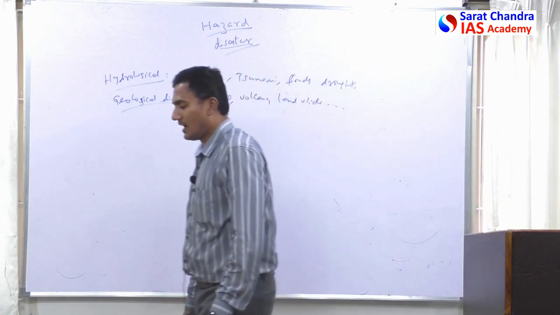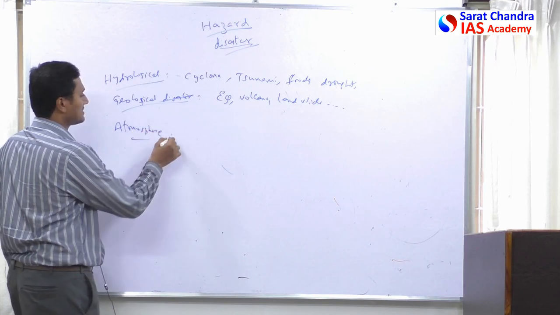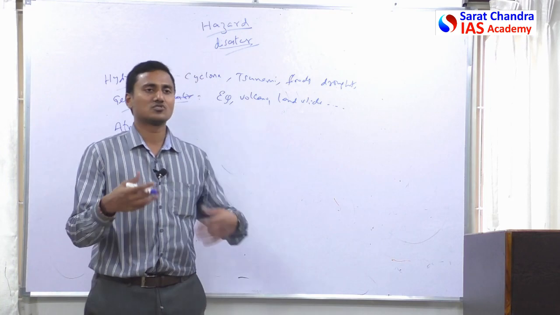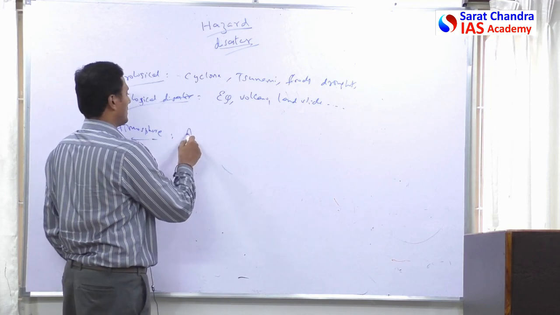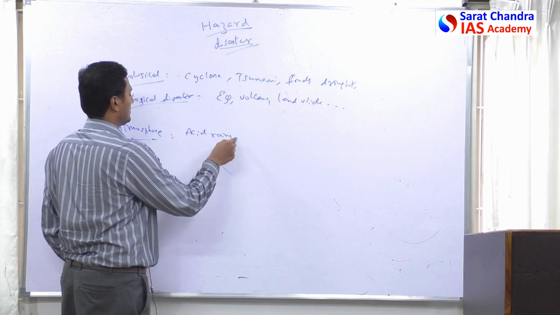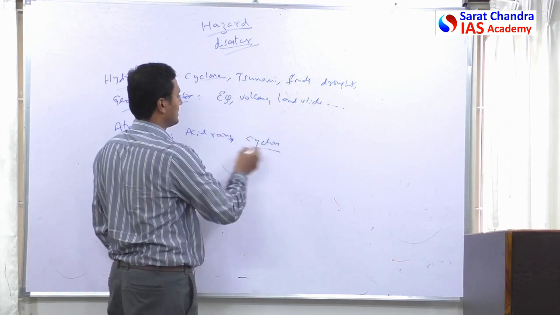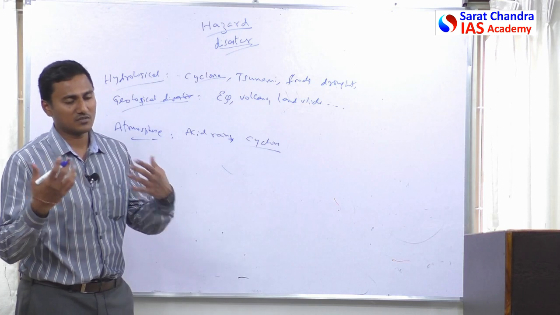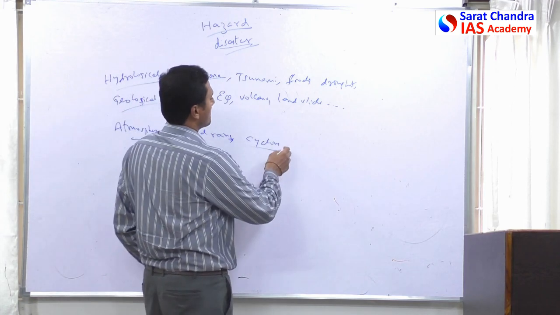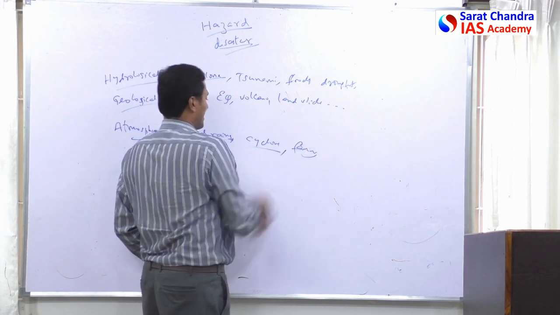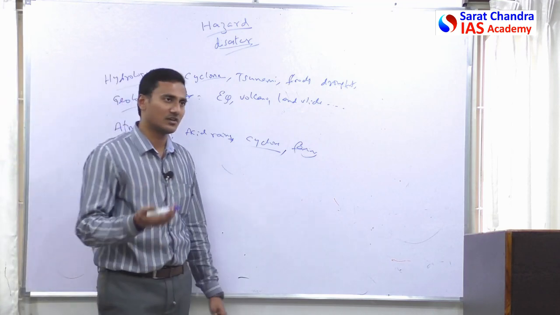Then atmospheric hazards means which occur in the atmosphere. See, wherever it occurs, it will affect the entire land, but the source and region of occurring is the atmosphere. Tell me atmospheric. Acid rains. Then cyclone, you can say here also cyclone. Cyclone is basically an atmospheric phenomenon. What else? Famine, drought. Actually hydrological, but maybe it's because of El Nino, La Nina, problems in the wind pattern.